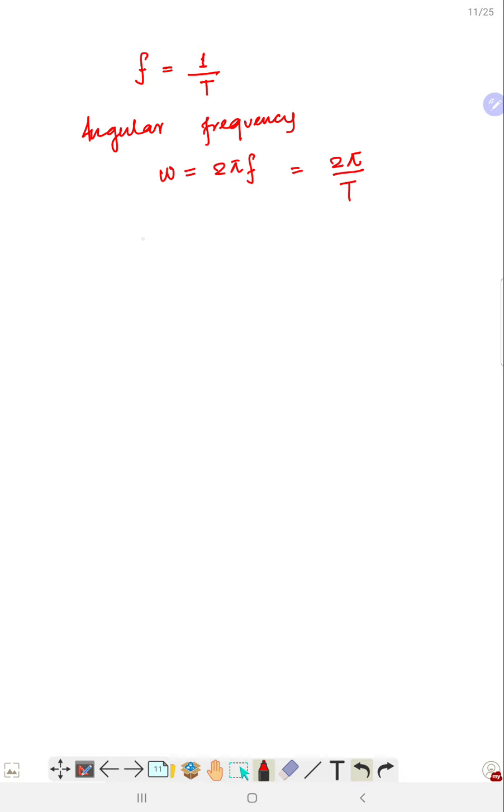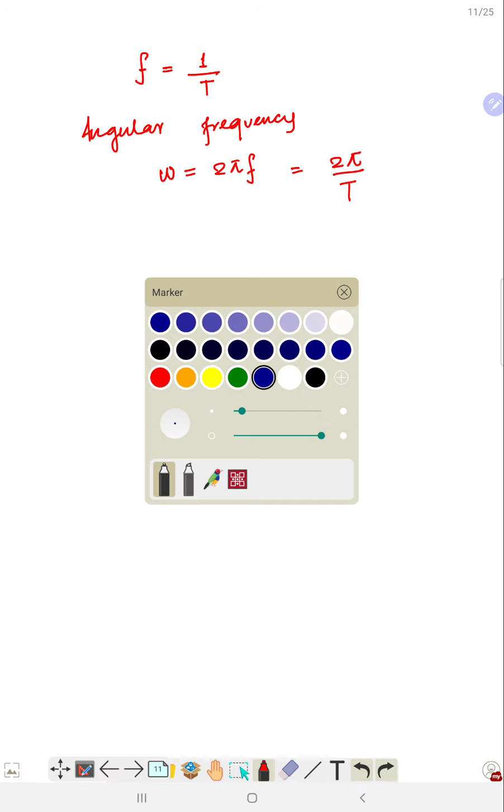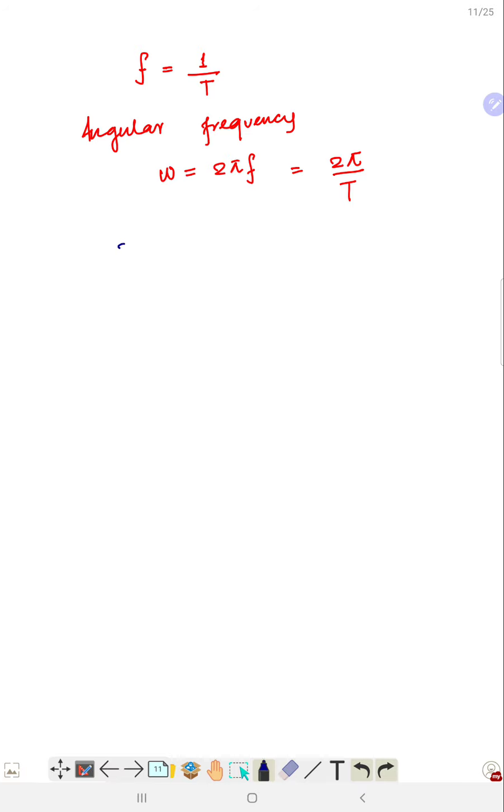Right? And you can generalize the same thing for the discrete time case. So for a discrete time case, I have x of n, which will be equivalent to x of n plus capital N.